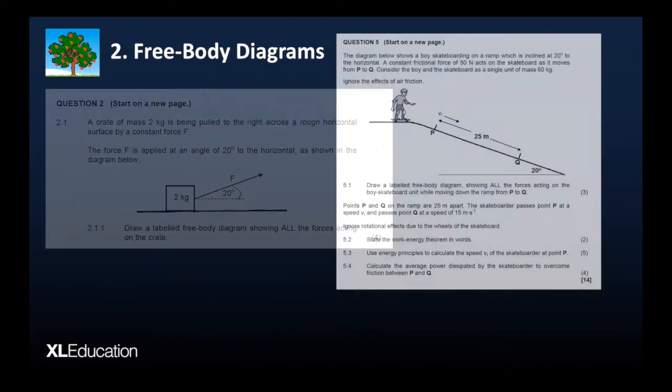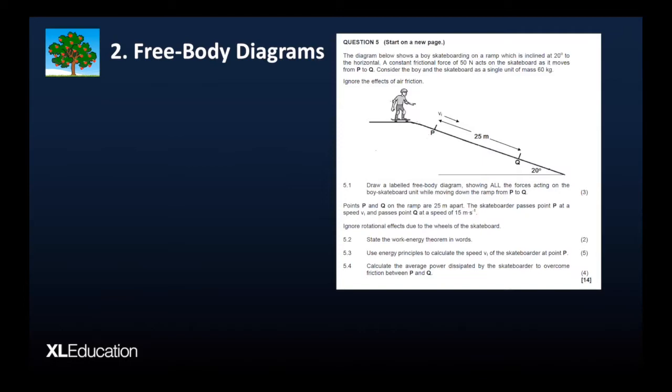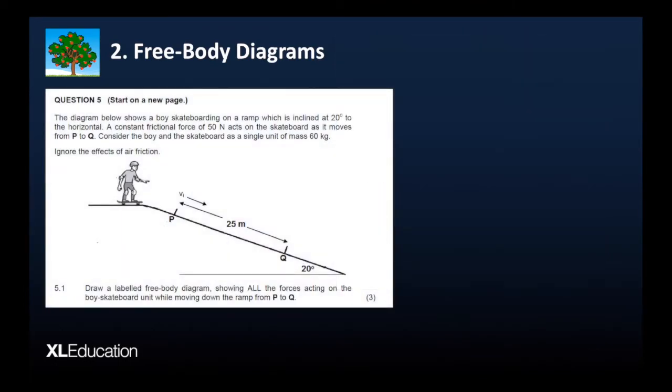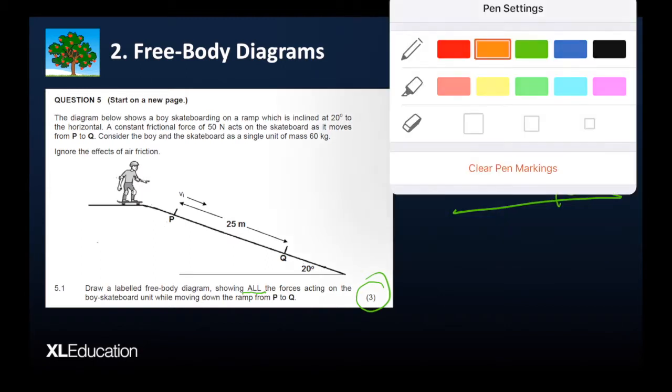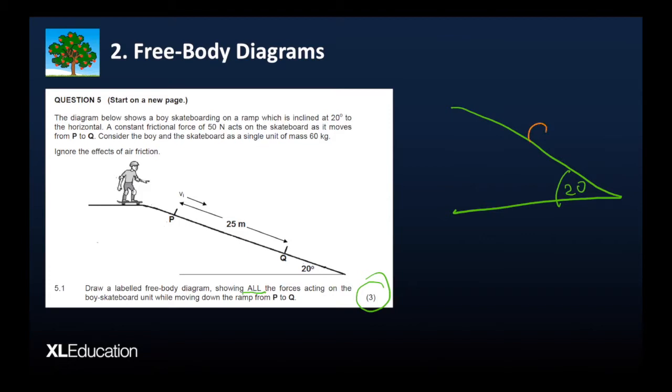Let's have a look at another question which needs us to draw a free body diagram. This is question 5 on work, energy and power. Question 5.1 has 3 marks, meaning I must draw a free body diagram worth 3 marks. The free body diagram shows all the forces acting on the boy skateboarding whilst moving between point P and point Q. The boy is moving on an inclined plane, so I'm sketching my inclined plane like that. Then I'm drawing my sizable dot first. That is the first point for drawing the free body diagram.